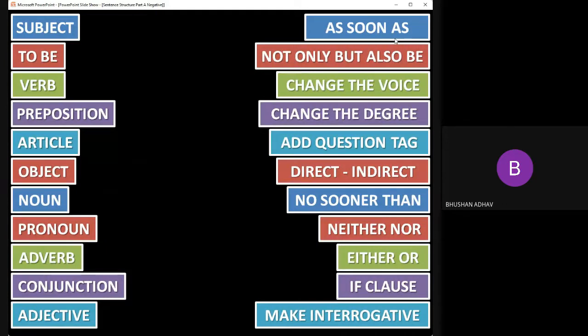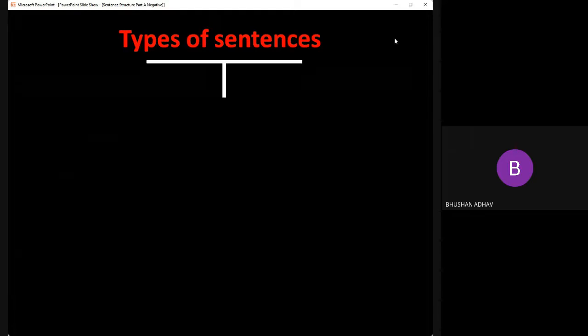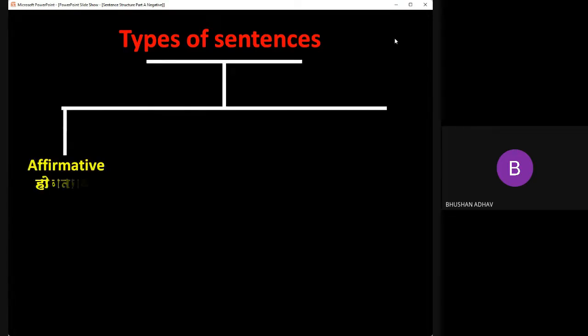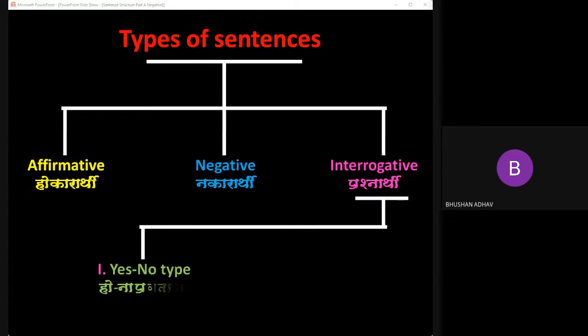so we have already discussed the grammar of words and the grammar of sentences. To bring all these concepts together, we require a bridge of sentence structure. So for types of sentences, there are three major types: affirmative sentence, negative sentence, and then interrogative sentence. In interrogative sentences, there are two types: yes-no type and then WH type.